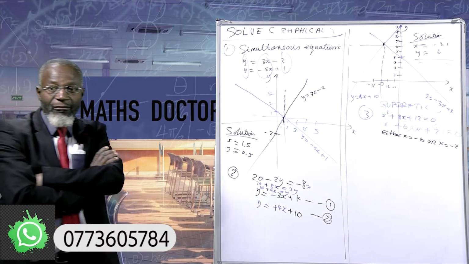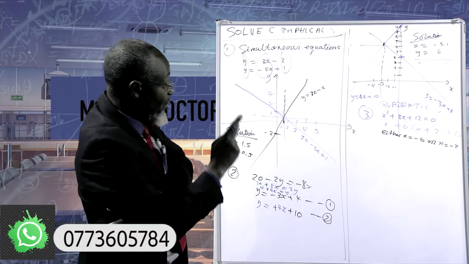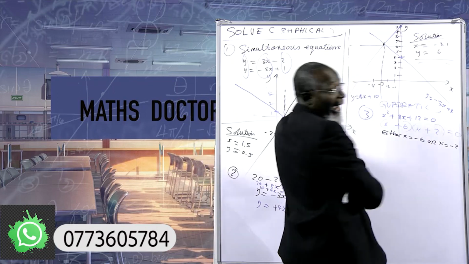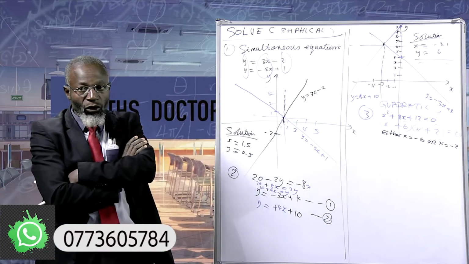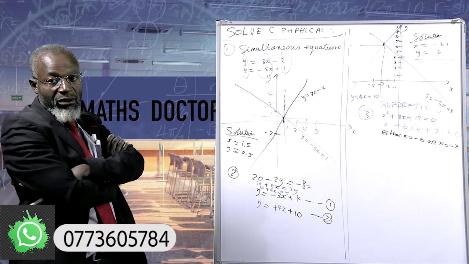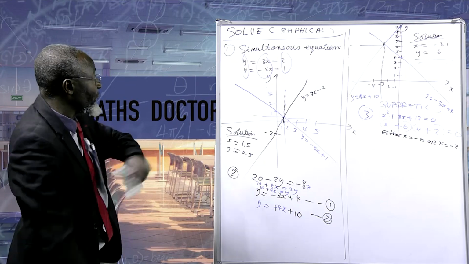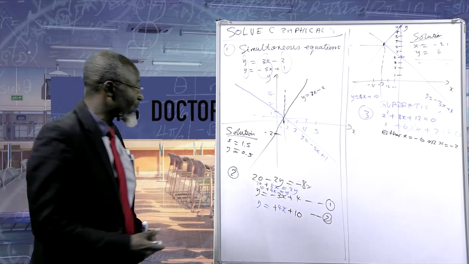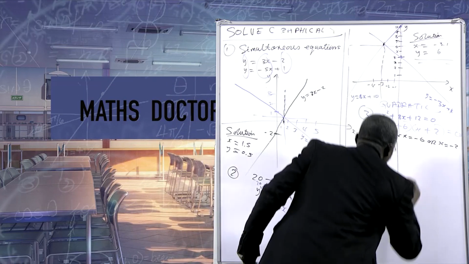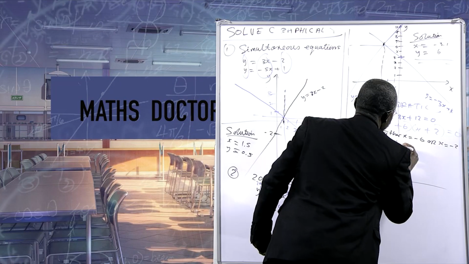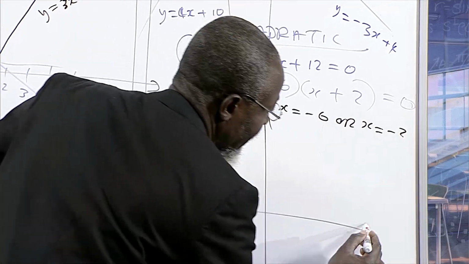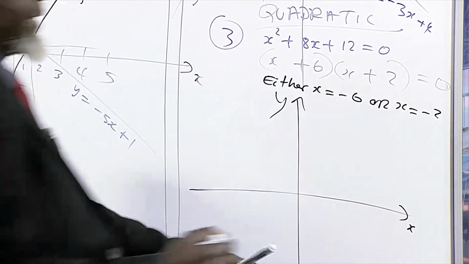It simply means that the two solutions I have obtained should now be found again on the graph, because we are solving graphically. So this is now my Cartesian plane, and I've got an x and y.